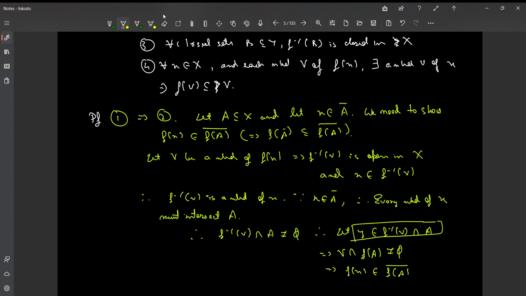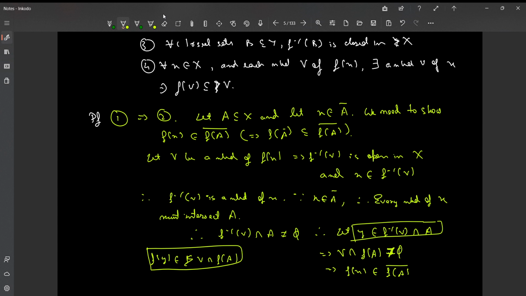I guess this should have been fy. Sorry, this should have been fy. So if y is in this, then fy is in V intersection fA. So therefore, V intersection fA is non-empty, to be very specific.